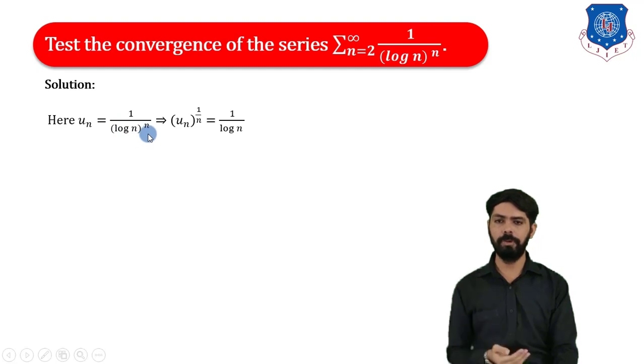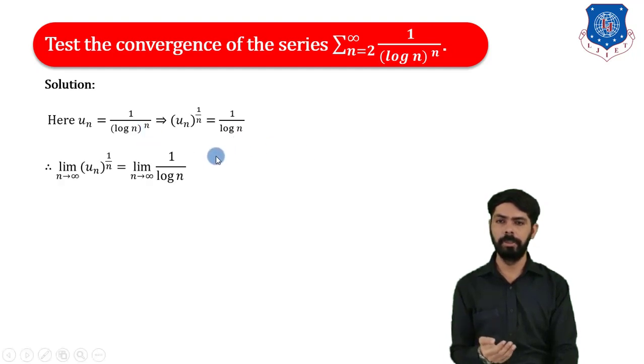So here first of all we will find out un raised to 1 divided by n. Therefore un raised to 1 divided by n is equal to 1 divided by log n, because here log n raised to n and raised to 1 by n. So it will be log n raised to n into 1 by n. So n cancel out, so it will be log n. Therefore limit n tends to infinite un raised to 1 divided by n is equal to limit n tends to infinite 1 divided by log n.